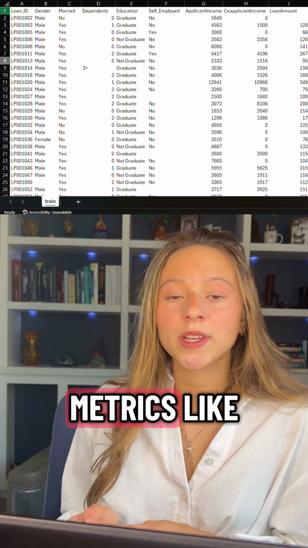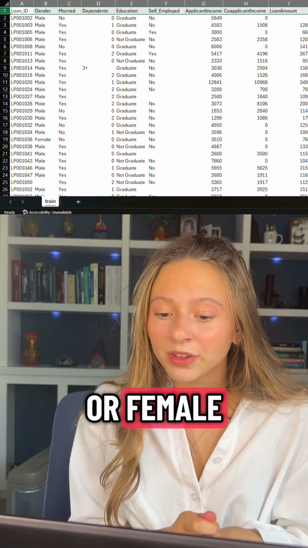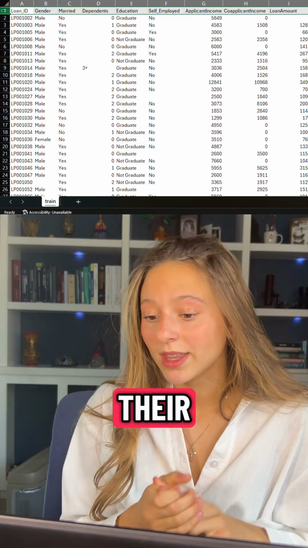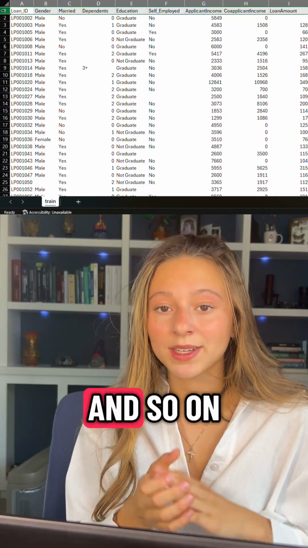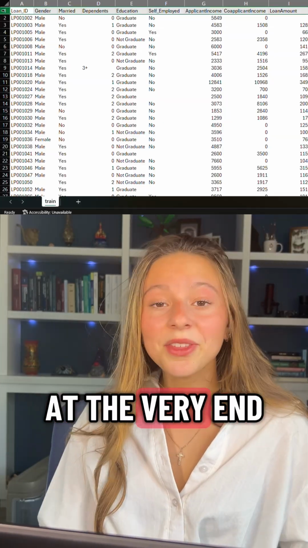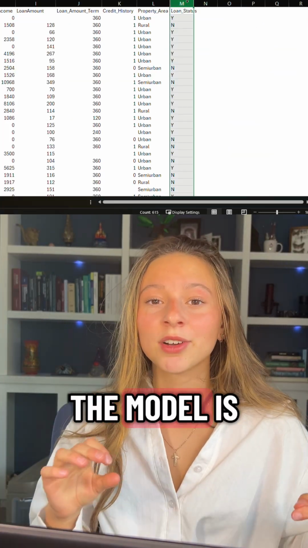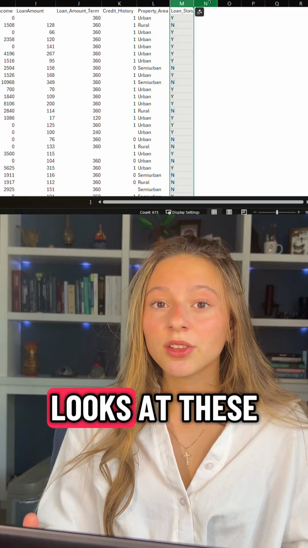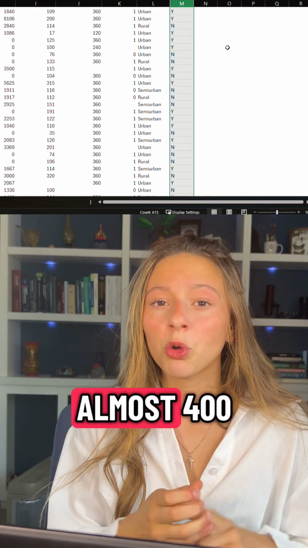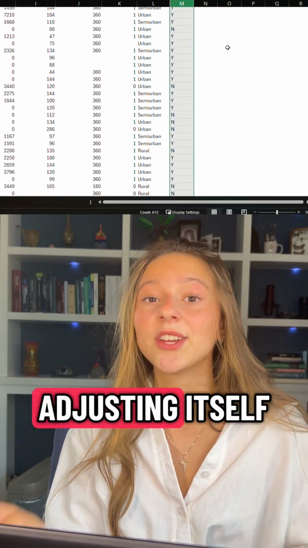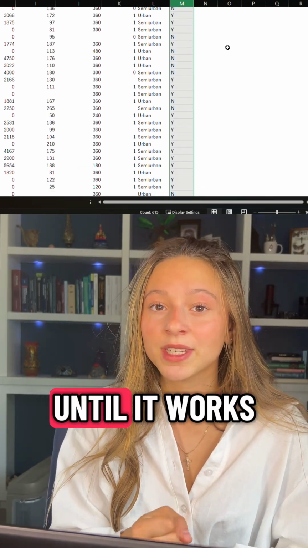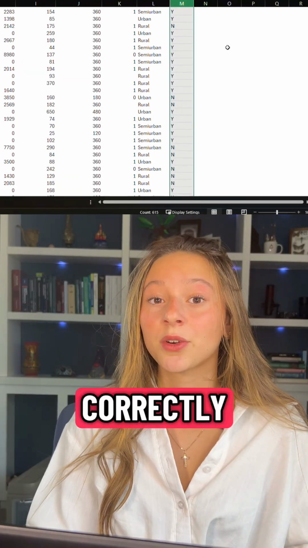We're looking at metrics like whether the applicant is male or female, whether or not they're married, their dependents, education level, and so on and so forth. At the very end, we see a column called loan status, and this is the label that the model is trying to predict. Essentially, it looks at these metrics and outcomes for almost 400 applicants and keeps adjusting itself and fixing itself until it works well enough to predict these correctly.